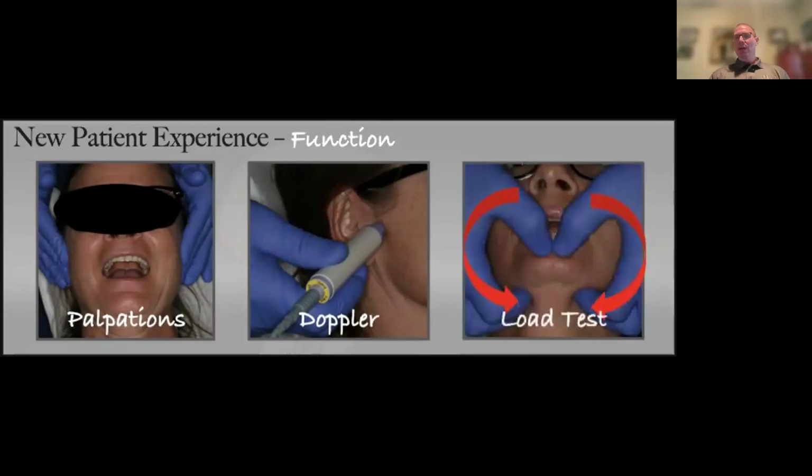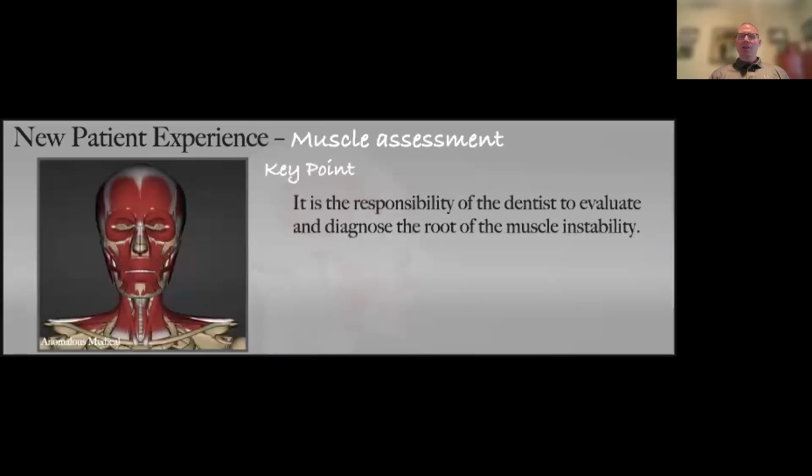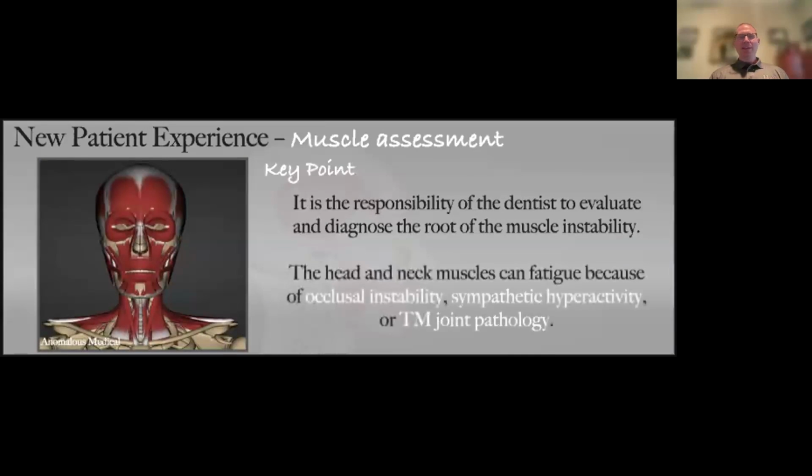Load testing is going to help us evaluate, is there any pain in the temporomandibular joints during function? But it also looks, is there any muscle tightness? It's important that we understand and diagnose where the muscle instability comes from. That can come from occlusal instability, from sympathetic hyperactivity, or from TM joint pathology. Sympathetic hyperactivity, because of poor airway, is going to lead to more clenching and grinding. TM joint pathology is going to change the occlusion, and because we're posturing our jaw differently, it could lead to muscle soreness.